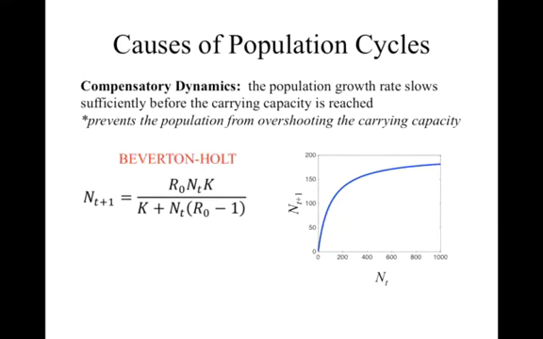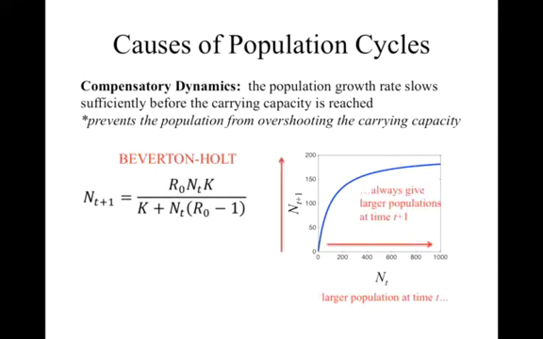And we see that type of population dynamics with the Beverton-Holt equation. If you plot the number of individuals at time t relative to the number of individuals at time t plus 1 for the Beverton-Holt equation, and I will let you try this on your own, pick a value of k, pick a value of r naught, and make a plot like this. What you'll notice is that as you get larger and larger populations at time t, you also get larger and larger populations at time t plus 1.